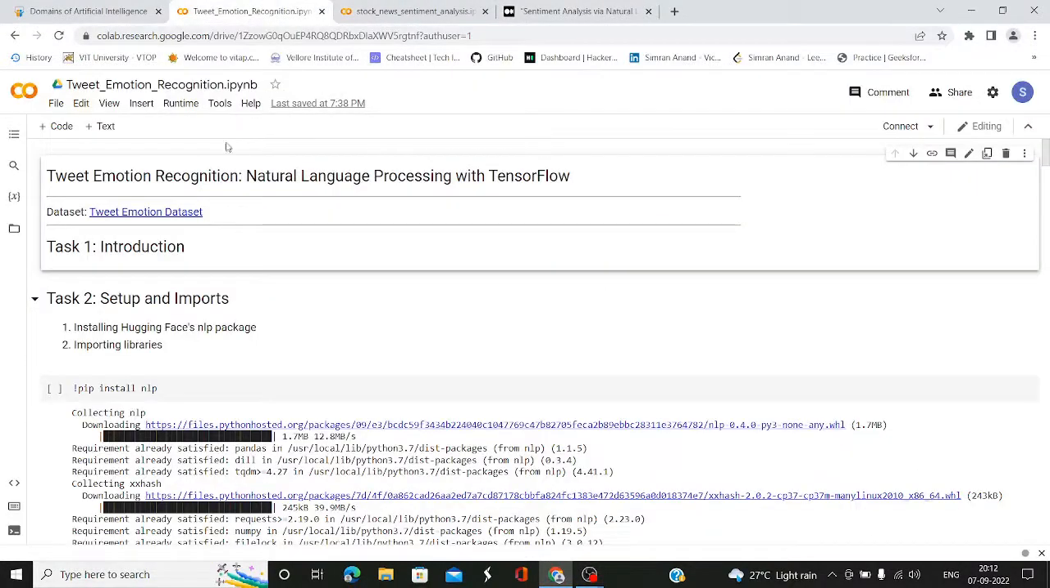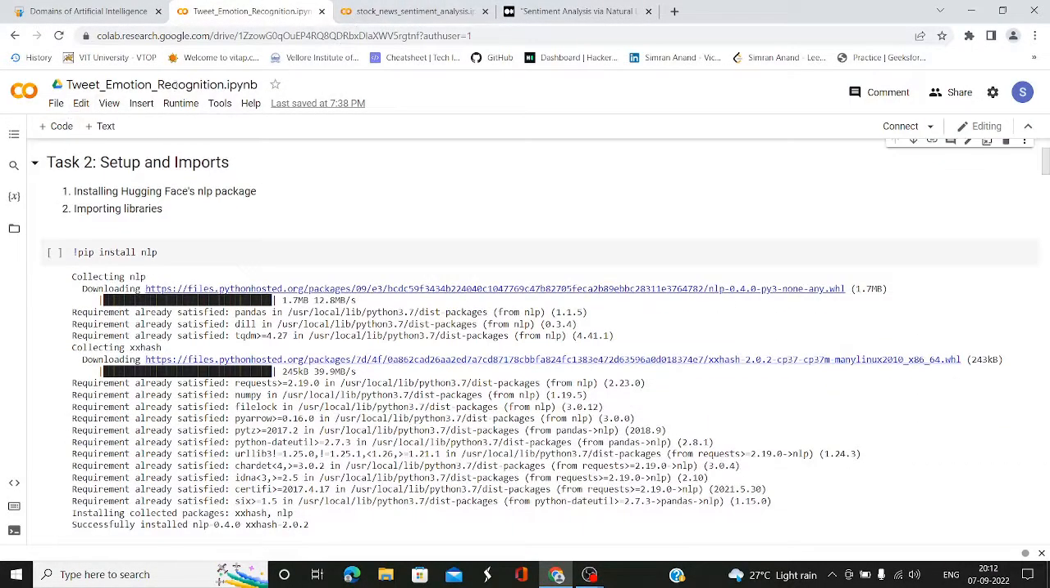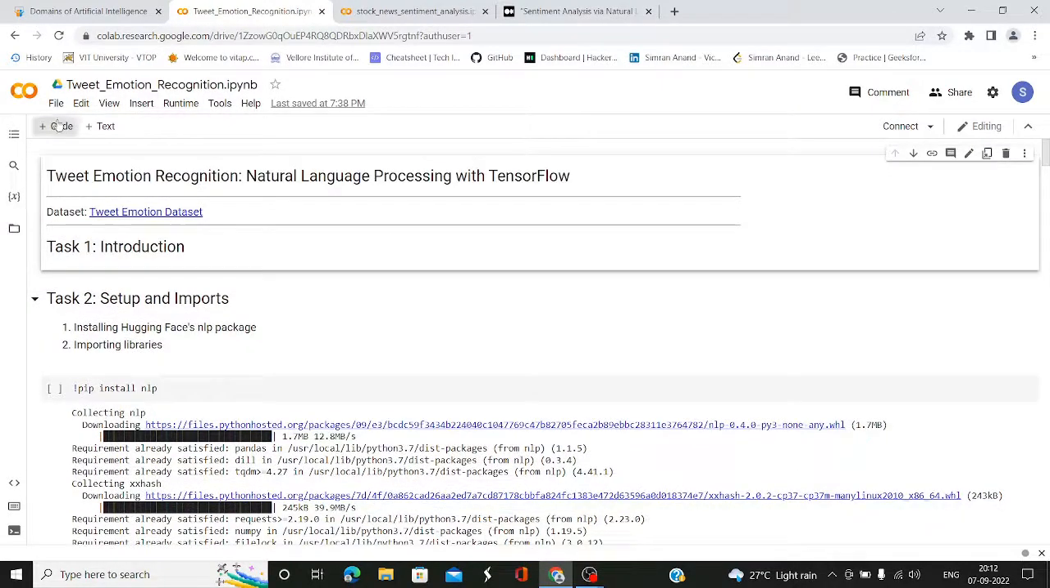So just giving you a small demo. This is a tweet emotion recognition. I'll just show you the Colab. I'll show you the runtime. If you want, I can run it right now as well. I have already run it.